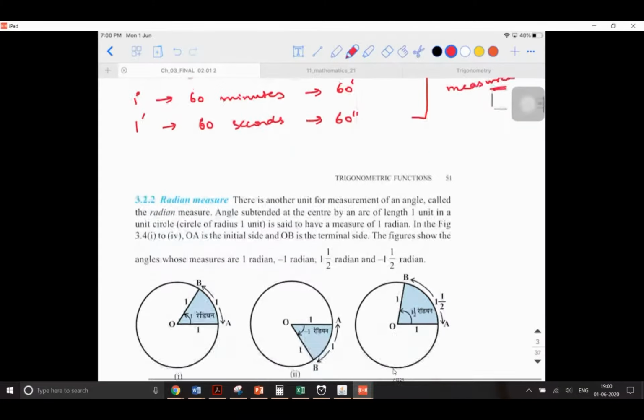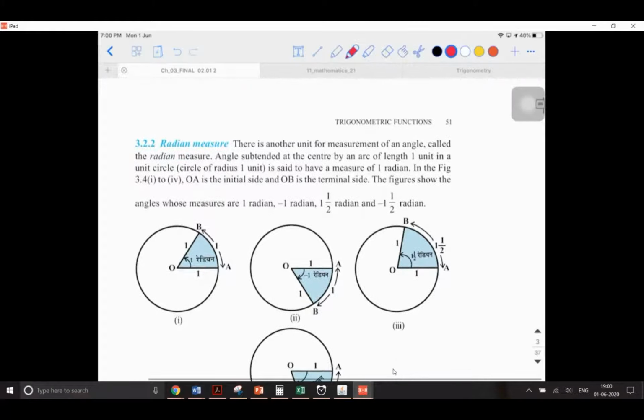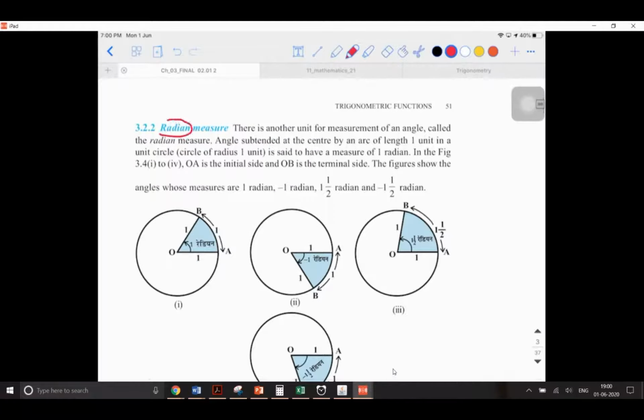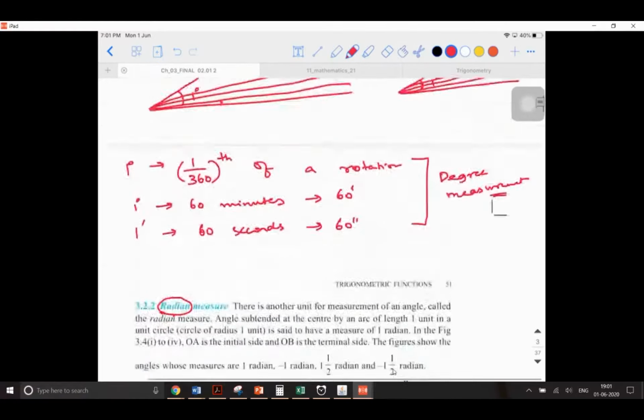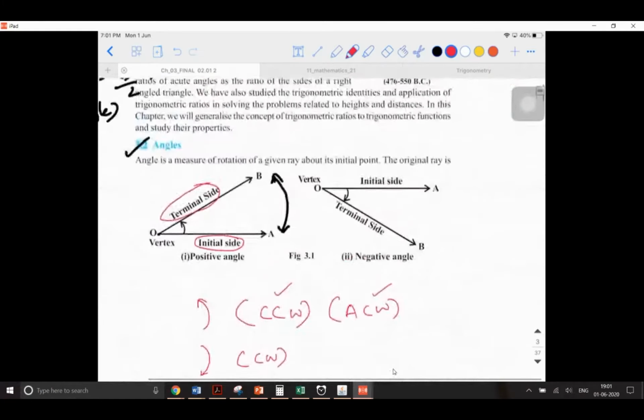Okay. So since we have finished degree measure, now we will see what is radian measure. Radian measure has something to do with the length and radius of a circle. Let's see what it exactly means. I'll show you the derivation of it. But before that, I wanted to mention one point.